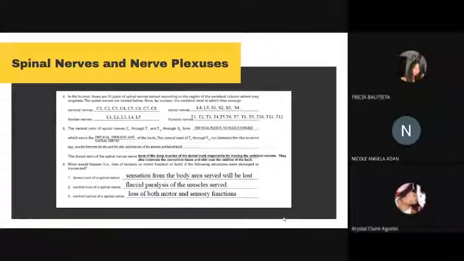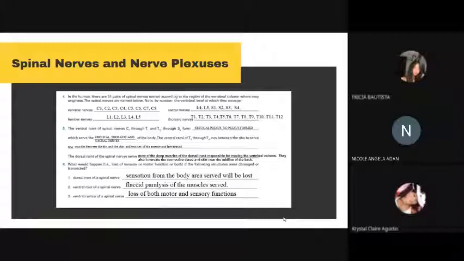The dorsal rami of the spinal nerve serves most of the deep muscles of the dorsal trunk responsible for moving the vertebral column. They also innervate the connective tissue and the skin near the midline of the back.